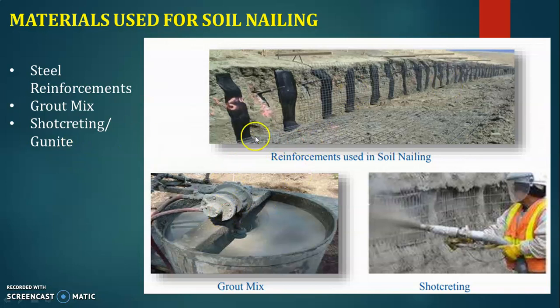Here you can see the reinforcement used in soil nailing, and these are the grout mixes. This is also used for soil nailing, and this is shotcreting, applying these grout materials.